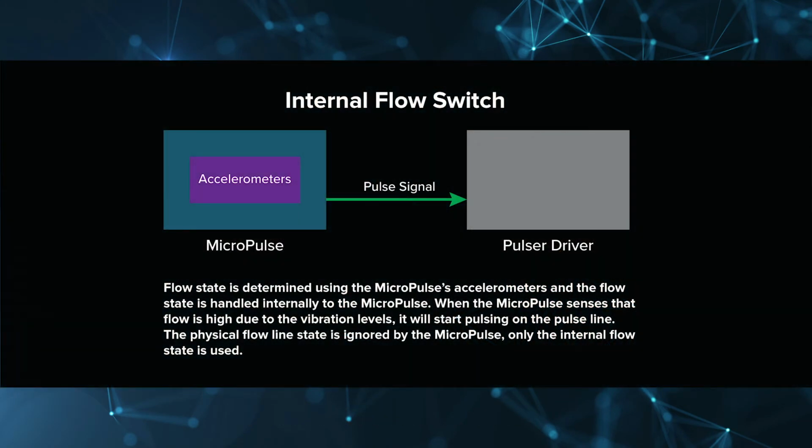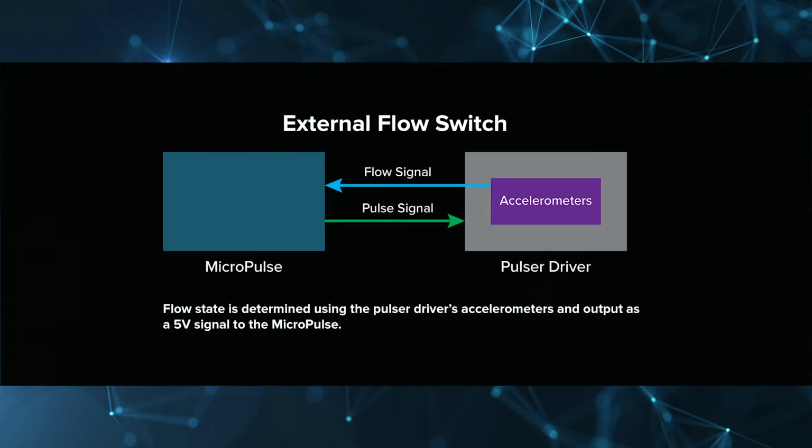The MicroPulse internal flow switch feature allows you to use the MicroPulse's internal flow switch to determine the tool's flow state, or to use the pulsar driver's external flow switch signal. The internal flow switch on the MicroPulse can be enabled or disabled via downlink.